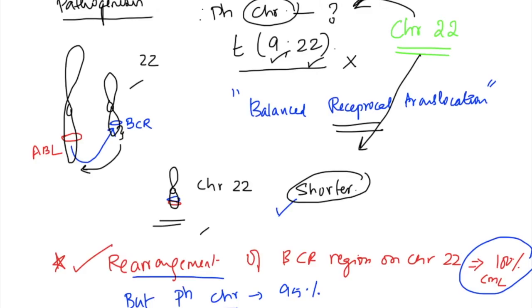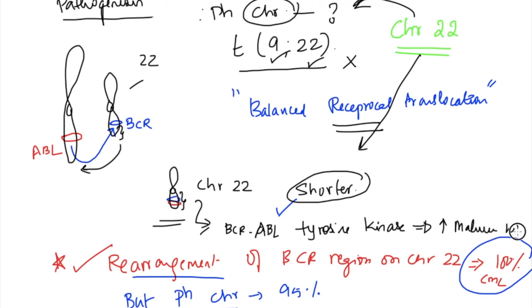Fine, so what happens? Okay, let's just go back and have a look at this. Right, so we're looking at this region, which is the composite part, right? So you have the BCR part also and the ABL part also. So this will transcribe and produce what is called your BCR ABL tyrosine kinase. Okay, this is a protein, right? So this is the one which is responsible for increased proliferation of your mature WBCs. Okay, so now we understood the pathogenesis. So why is this useful? Because if I tackle this, I can control the disease.